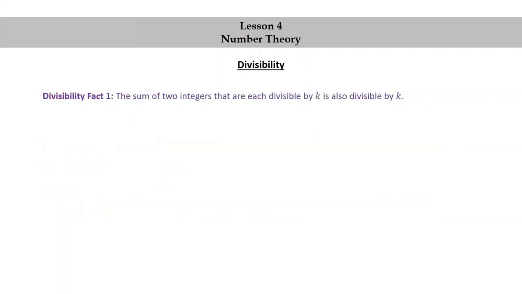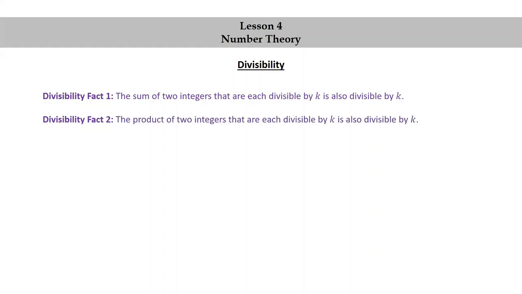Divisibility fact 1. The sum of two integers that are each divisible by k is also divisible by k. Divisibility fact 2. The product of two integers that are each divisible by k is also divisible by k. The verifications of these two facts are very similar to the verifications of the two even integer facts, so I will leave them as an exercise.